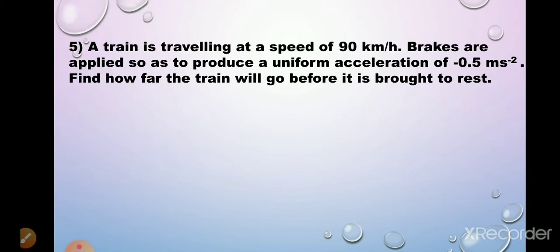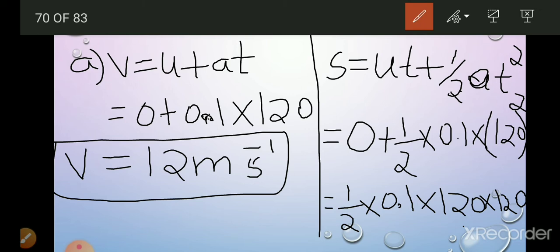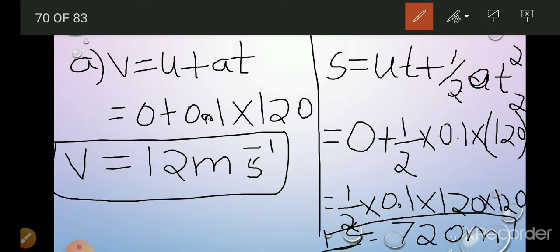Okay. So if you solve this, you are going to get the answer. It is 0.1 into 120 into 120 divided by 2. If you do, you are going to get the answer 720 meter. So S is equal to 720 meter. This is the answer. Okay. Distance travelled is 720 meter.